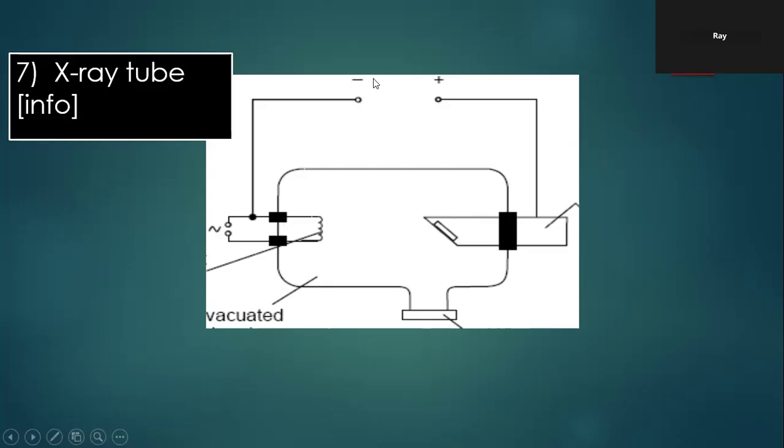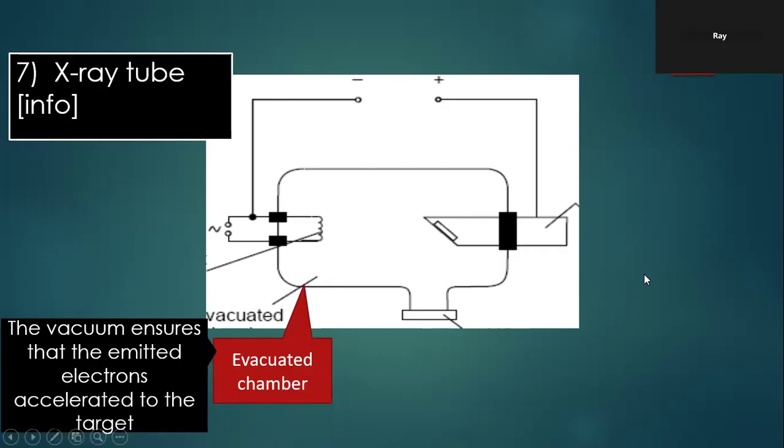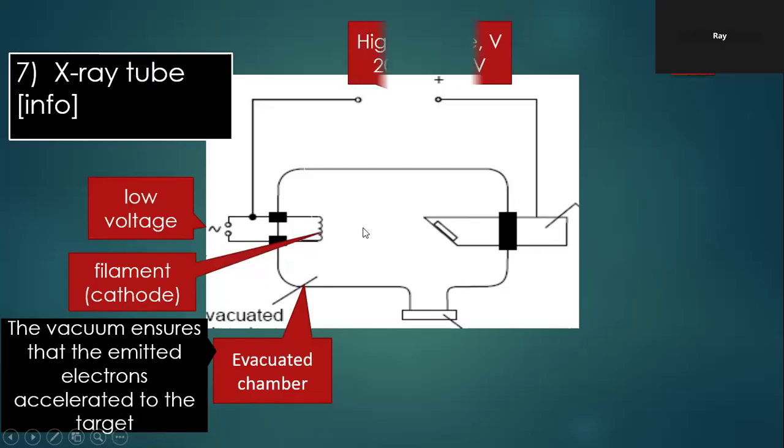You just need to know the voltage, and the electron is emitted from here. Okay, evacuated chamber. Vacuum ensures that the emitted electron accelerates to the target. You don't want the electron that's emitted here to be scattered all around by the air molecules. You want it to go straight to the target. Low voltage, the purpose is to heat the filament, or the filament is our cathode. And this high voltage, or accelerating voltage, usually 20 to 100 kilovolt, is called accelerating voltage because this is the cathode, this is the anode. So you accelerate the electron to hit the target. That's the target.